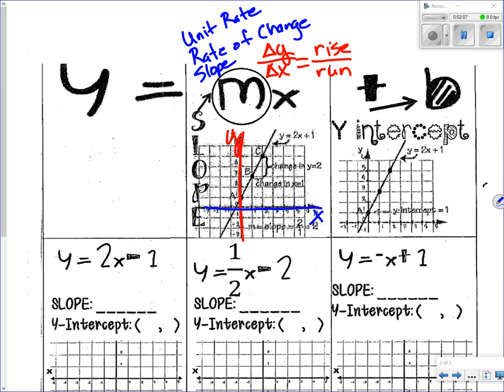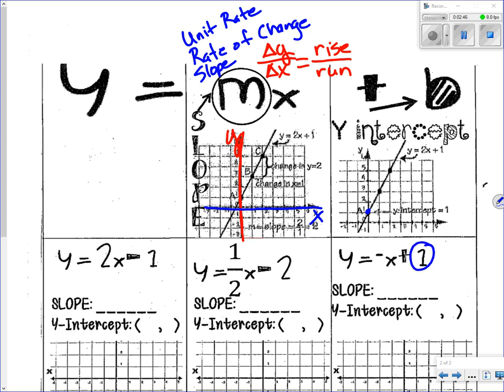Now, plus b. B is our y-intercept. So far, we've talked about only proportional graphs when we've done constant rate of change, and as we know, proportional has to go through 0, 0. When you add that plus b, if there is a number there, that is where it actually crosses the y-intercept. So you see here, that one crosses at 1, so the y-intercept is 1. So that's where you get this plus 1 from.